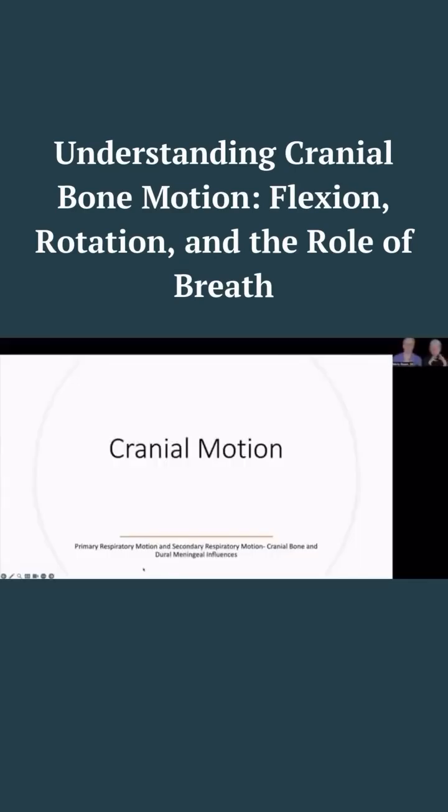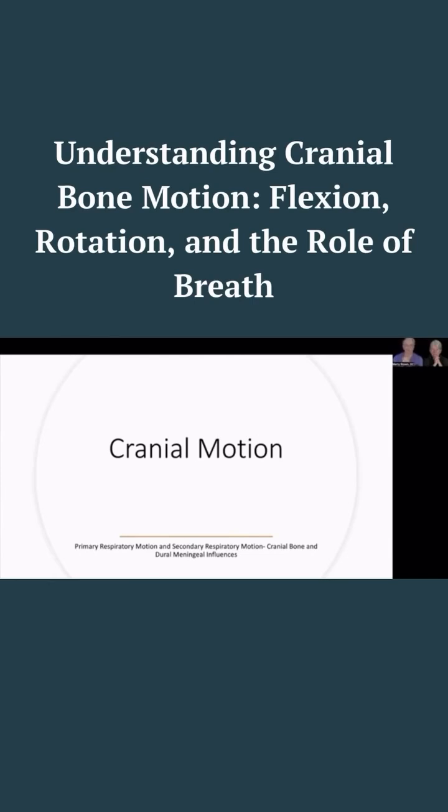There are four types of cranial bone motion. There's the primary respiratory motion, secondary respiratory motion, the cranial bone sutural motion as well, and then, of course, there's the duromeningeal influences. So there's four types of motion in that. And then we also have, as we said, the sutural mobility.